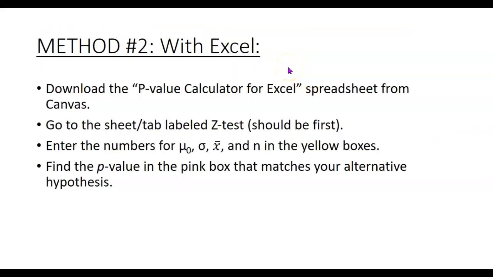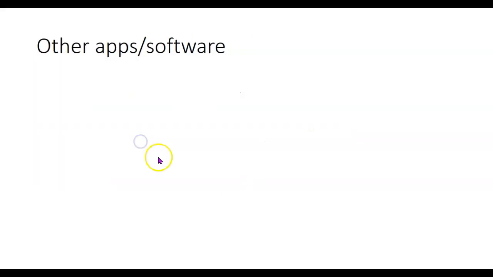Another method you can use is I have put together an Excel spreadsheet that you can download from Canvas and just fill in the appropriate values. Just put in a few numbers into the spreadsheet and it will give you what you need. So that's an Excel spreadsheet that you can download from Canvas, and I will show you how that works when we work through some examples. There are also other apps and software out there that you could use instead that work different ways. I've included instructions about a couple of those in the notes.